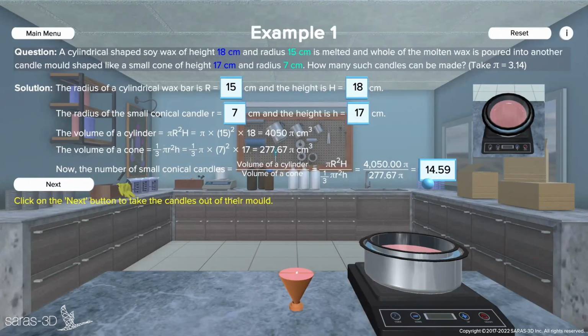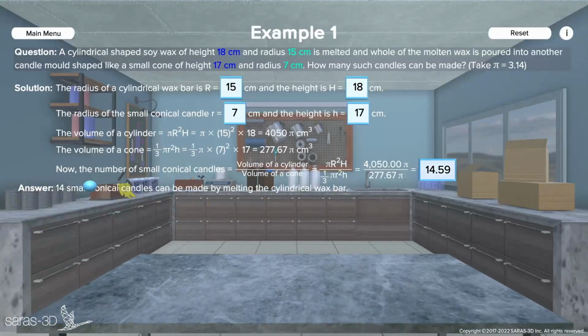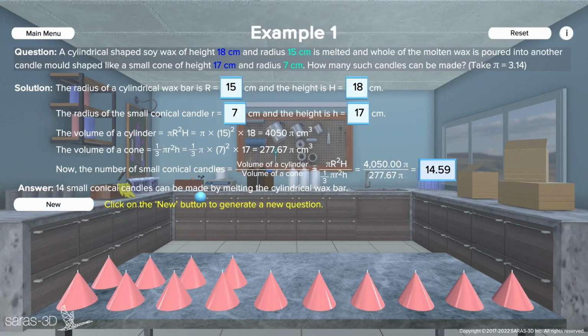That is why here it will be just 14 candles. Okay, so we have filled out this mold by the molten wax. Now let us see how many candles can be formed. So 14 small conical candles can be made by melting the cylindrical wax bar, which here you can see, all 14 of them.